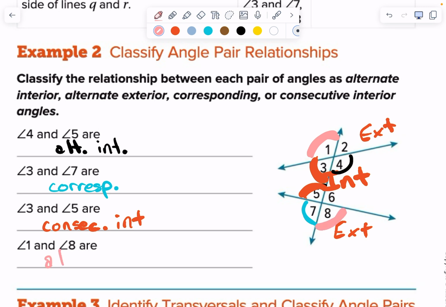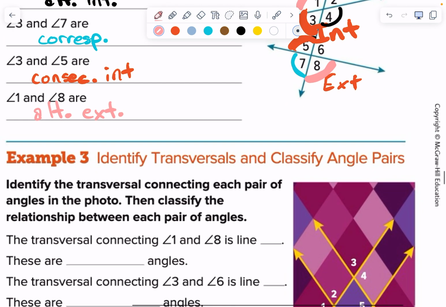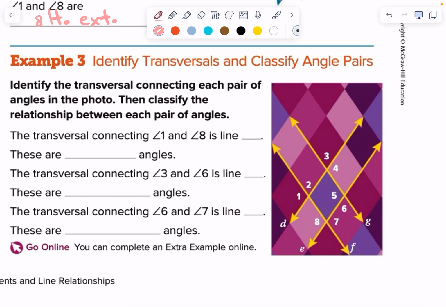Alternate exterior. Do we know these already? Are these like embedded in your brain? Not too bad. Okay. All right.